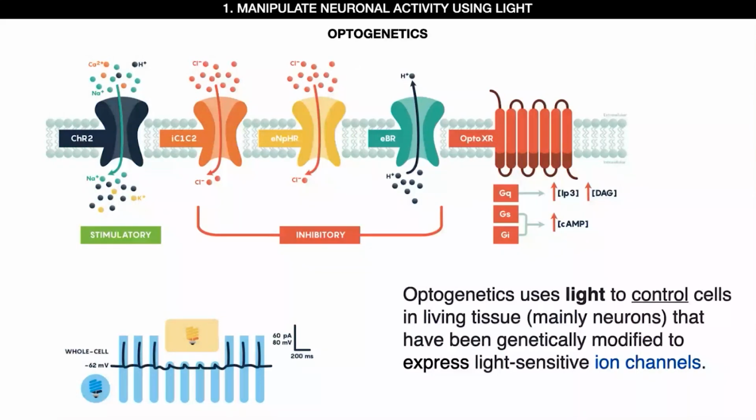For example, the channelrhodopsin is the one that is presented here as an excitatory opsin, but we do have a bunch of different types of opsins that are available right now, and also different types of inhibitory opsins. So as you can see here in the bottom, you have an example of a cell that is activated or inactivated just by using blue or yellow light.